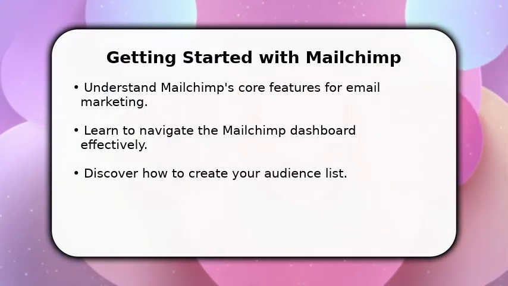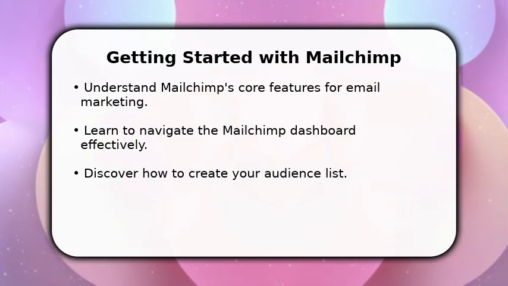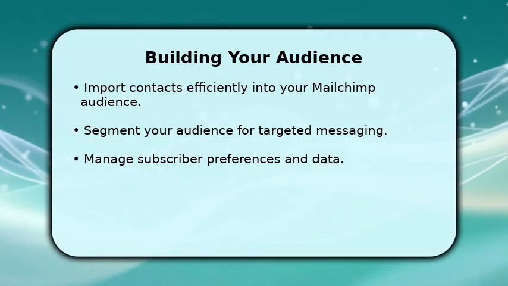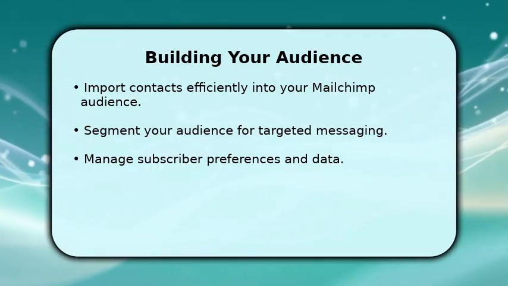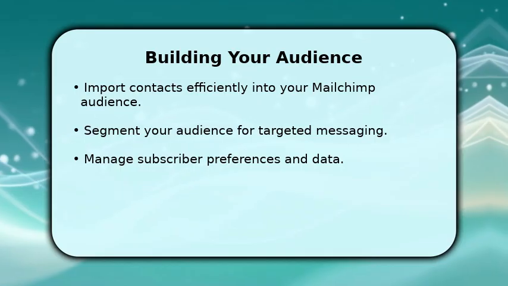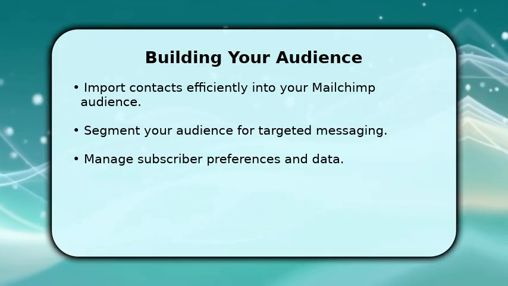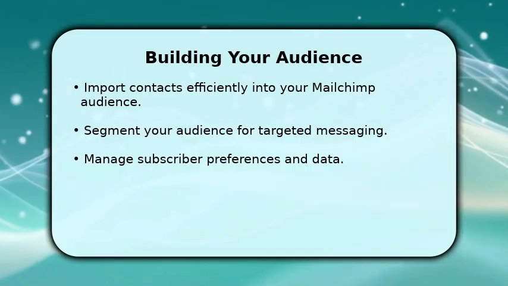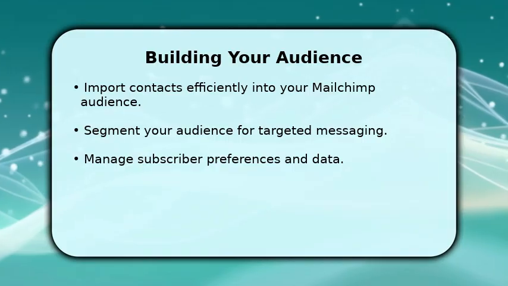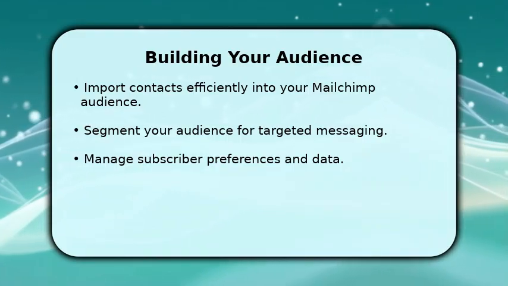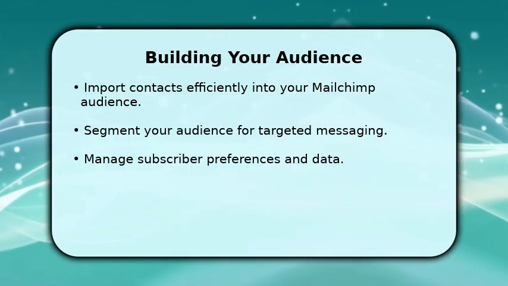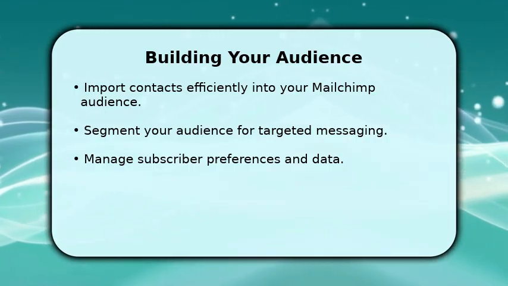Now, let's focus on building your audience, which is crucial for effective communication. You can easily import existing contacts using a CSV file or by copying and pasting. Mailchimp allows you to segment your audience based on various criteria, like engagement or demographics, ensuring your emails are highly relevant. Managing subscriber preferences helps maintain a healthy list and improves deliverability. A well-organized audience is the backbone of any successful email strategy.